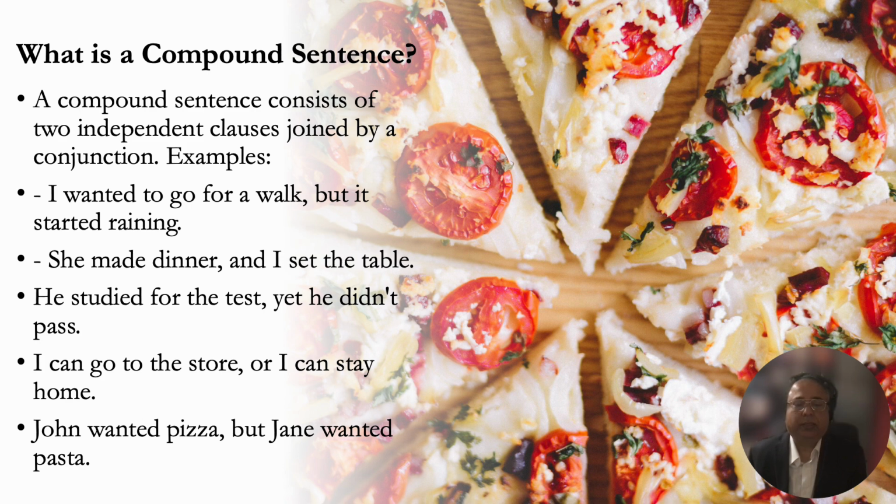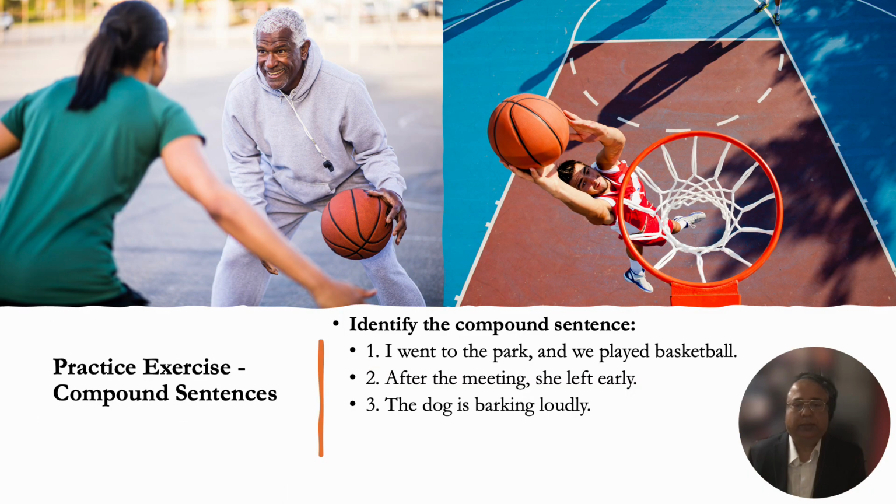But it started raining. She made dinner, comma, and I set the table. John wanted pizza, comma, but Jane wanted pasta. Okay, so there you go. They are all examples of compound sentences. And as I said before, there are 2 ideas in each. I wanted to go for a walk. That's going for a walk, walking. But it started raining, so there's a walk and rain. She made dinner and I set the table. There are 2 ideas, right? Connected with a conjunction.